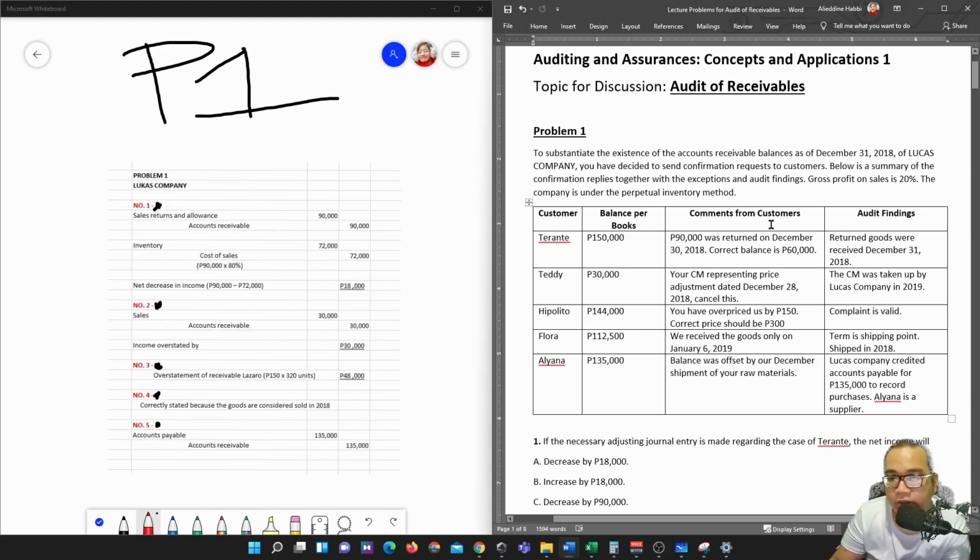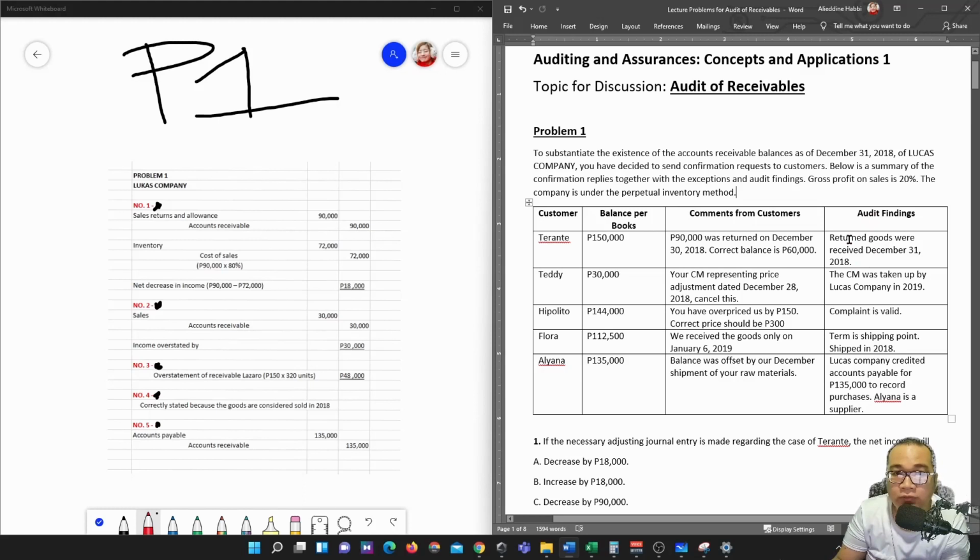Nag-send ka ng confirmation request, nag-reply siya na wait lang, bakit 150 yan? Basically, sinabi ni Terante, wait lang, bakit 150? Ang utang ko, hindi, 90, yung 90K dyan, sinauli ko nung December 30, 2018 pa. Correct balance dapat yan should be 60. O yun, meron ka nang pagsimula ng pag-investigate, di ba? Okay, may discrepancy dito. Ano kaya to?